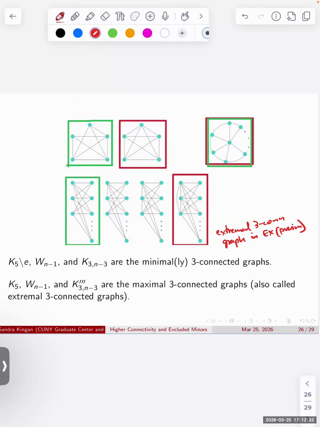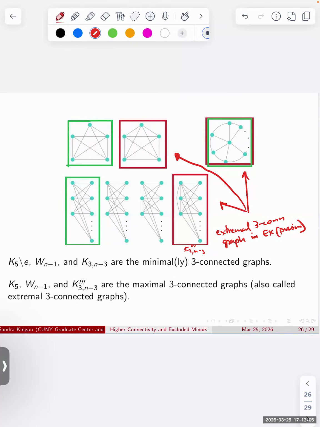And this one too, right? That by default, and this one too, right? So you have these 3 extremal graphs, the K5 and wheels, and this one, K3,n-3 with a triple dash, right? So the focus in excluded minor results is to find the extremal 3-connected graphs.